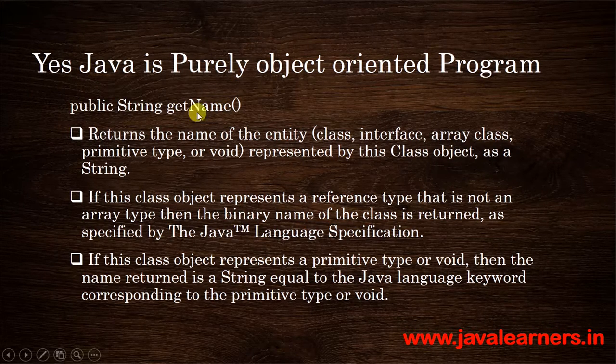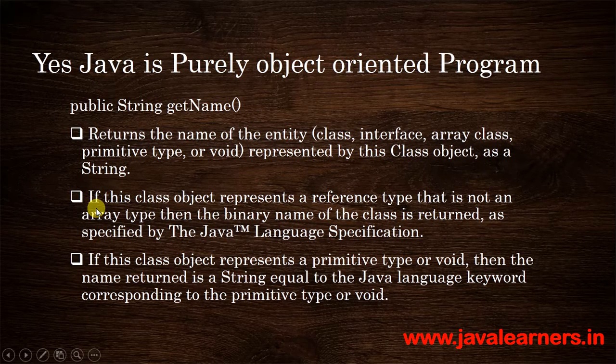In the Class API, you can search for it on Google. There is an API called the getName method. From this you can see what it returns: the name of the entity, class, interface, array class, primitive type, or void. Here it says the primitive type represented by this class object. So even though it is a primitive data type, Java considers it as a class object, as a string. You understand, right?